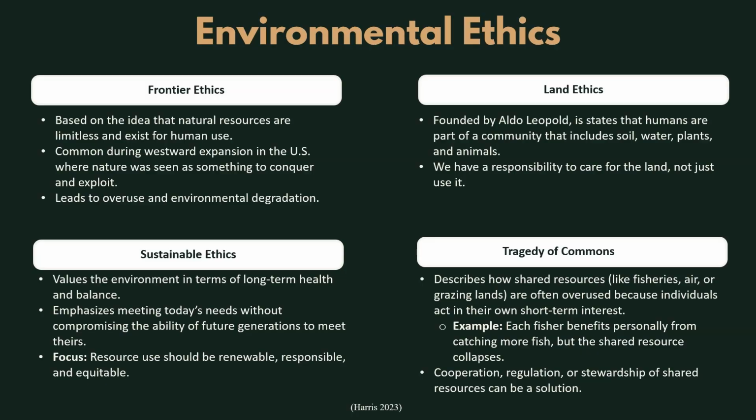Finally, we have the tragedy of the commons. This concept describes what happens when shared resources like fisheries, grazing land, or even the atmosphere are overused because individuals act in their own short-term interest. For example, if every fisher tries to catch as many fish as possible, fish populations will collapse and everyone loses. We see this today with overfishing, deforestation, and air pollution.